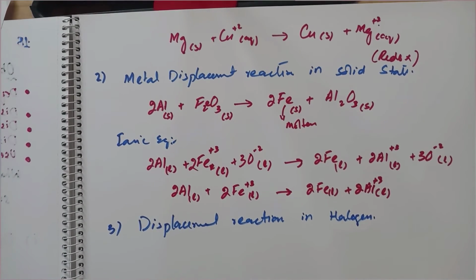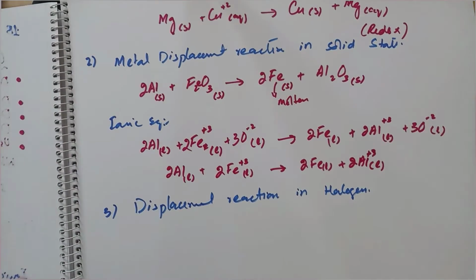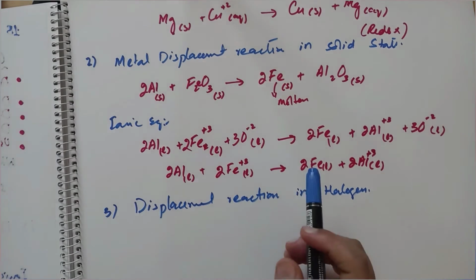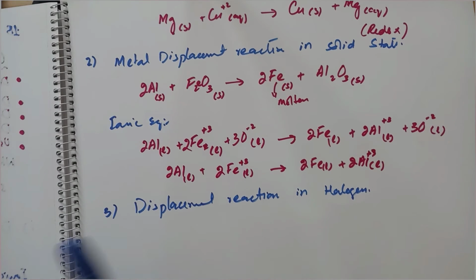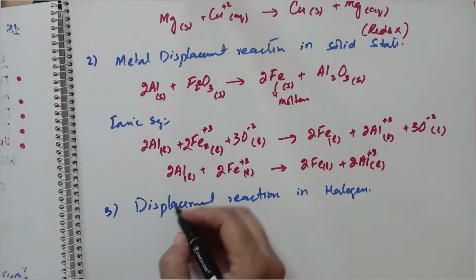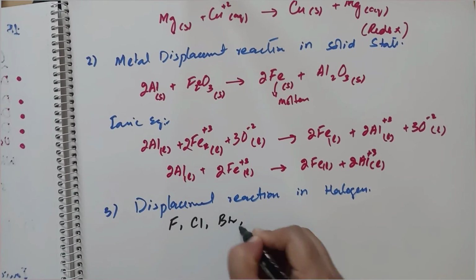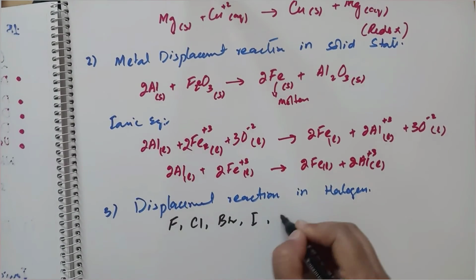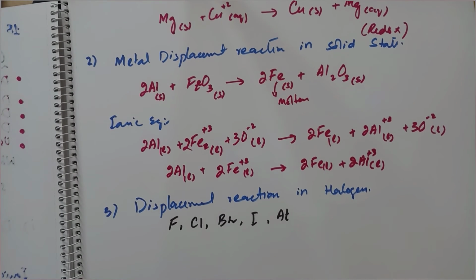Now what are the halogens? In the periodic table, group 7A is called the halogens, and they are called the halogens because they form simple salts when they react with metals. Is it clear? So if you see the different elements in the halogen group, it starts from fluorine, then chlorine, then bromine, then iodine, and then astatine. So these are the 5 members of the halogen group, and these elements are arranged on the basis of their reactivity.